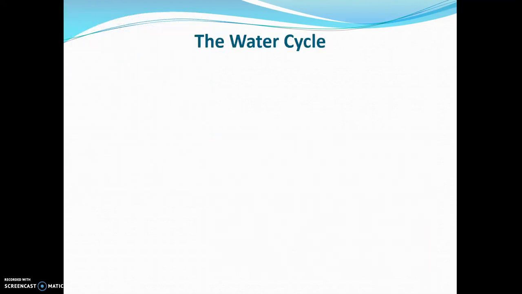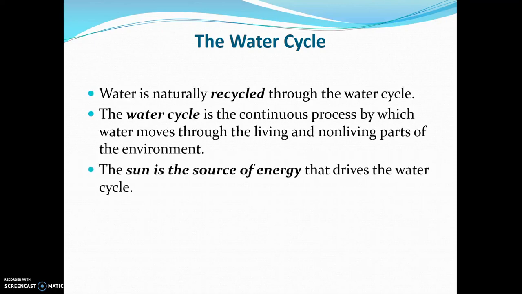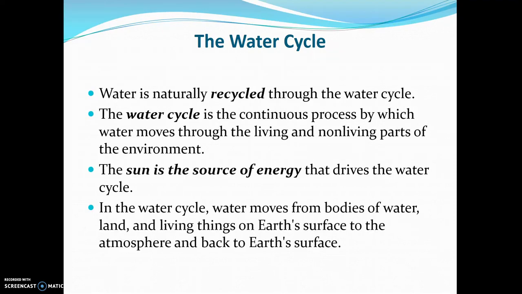So this brings us to our main topic of focus, and that would be the water cycle. The water cycle is the Earth's recycling mechanism for water. It's a continuous process, meaning that it never ends. It's a continuous process through which water moves from the Earth's surface to the atmosphere and then back to the Earth's surface. And the main driving force is energy from the sun, which comes to us in the form of heat.